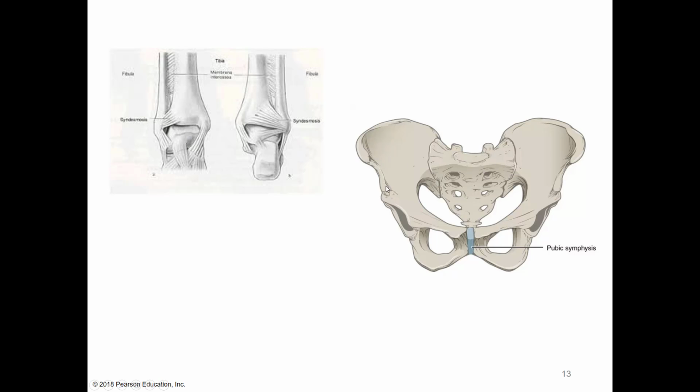Then we have the pelvis here. And in between the two os coxa bones, there is a disc of fibrocartilage called the pubic symphysis. And this particular symphysis is anchoring the os coxa bones together, but it is able to expand during childbirth, and it will give a little in mobility. So slight movement, but nothing dramatic.